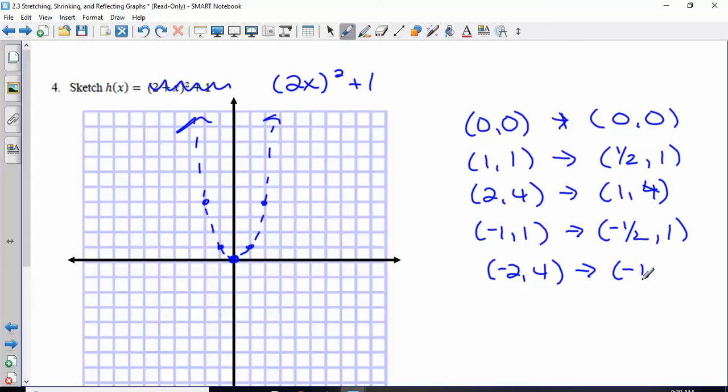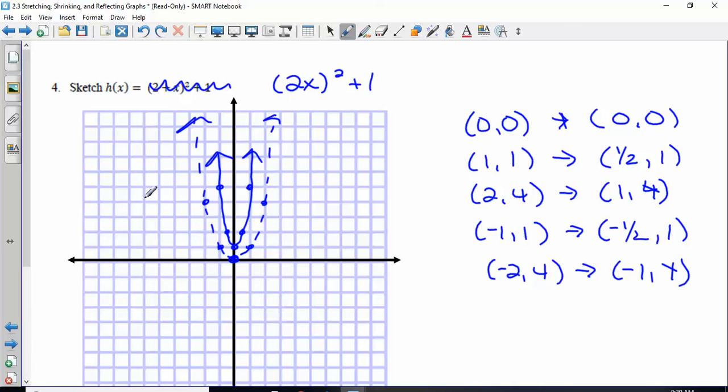And then what else do we have to do? All right, so take 0, 0, move it up 1. This point would go to 1/2, 1, up 1. This point would go to 1, 4, up 1. -1, 1 goes to -1/2, 1, and moves up 1. -2, 4 goes to -1, 4, and then up 1. So we get this graph. So that was a horizontal shrink. It's like we came in from the sides and mashed it in.